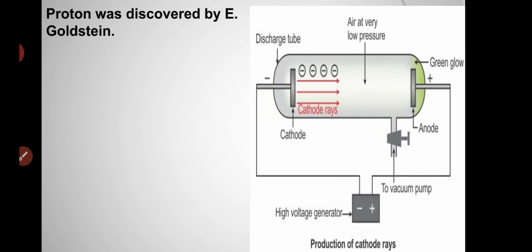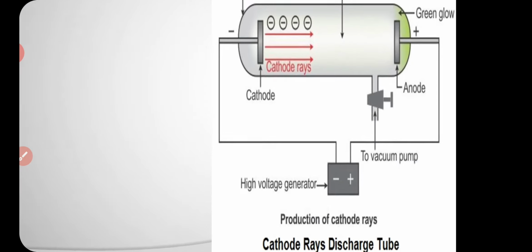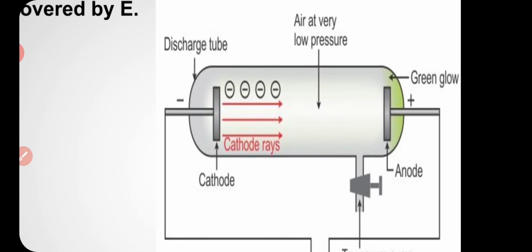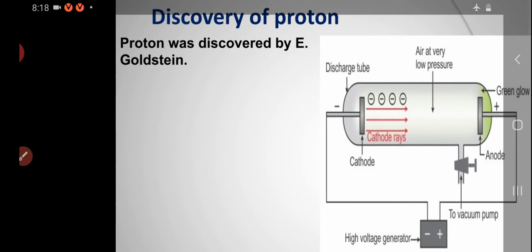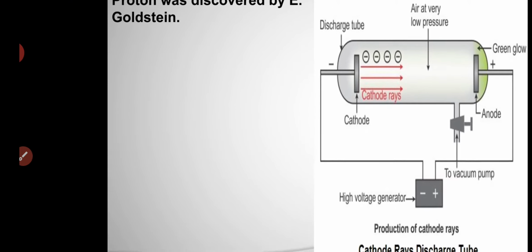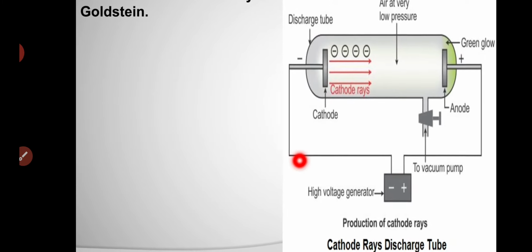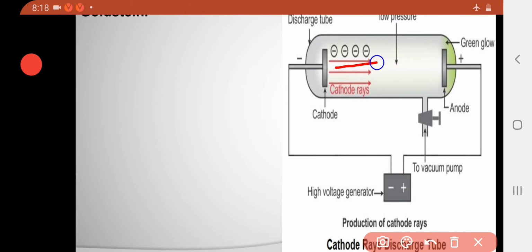He used the same cathode ray arrangement, maintained very high voltage and very low pressure, and passed the gas through this device. Then he observed the same thing, that green light glows here and some rays are generated from the cathode. He concluded that electrons are there, but he also observed something else. The rays are coming over here, but some rays are moving back.